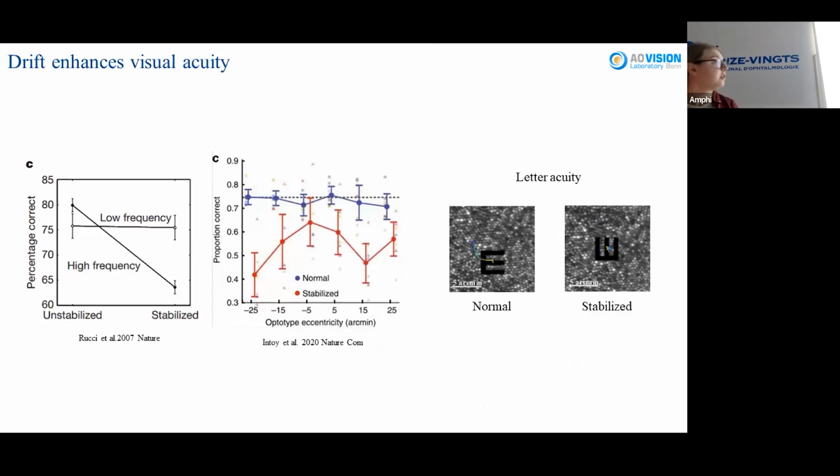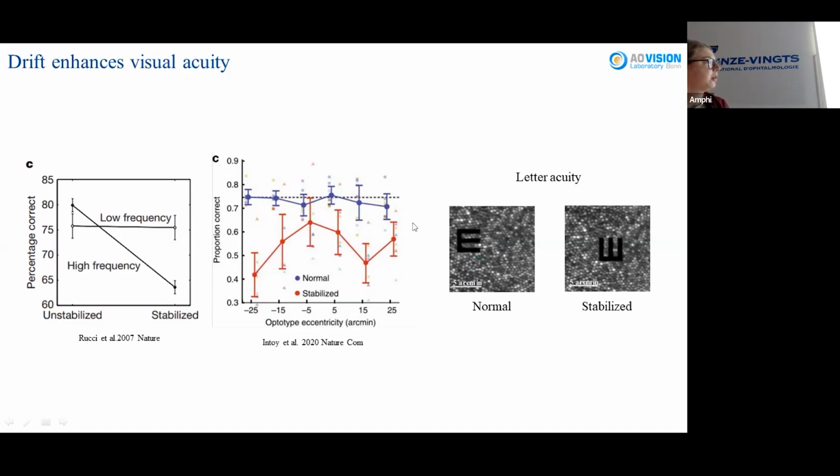It has been shown by Michele Rucci and his lab that drift actually enhances visual acuity. How they showed it is they simply stabilized fixational eye motion. They compared performance, here on the y-axis, when the image was presented naturally or when it was stabilized on the retina, here in red. What we see is that when the image is stabilized on the retina, performance drops.